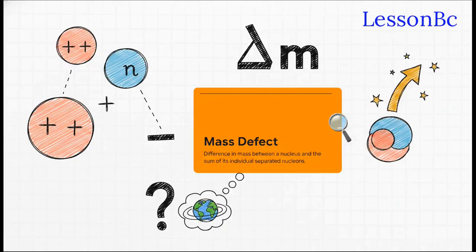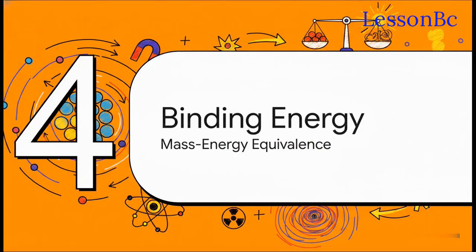In physics, we call this missing mass the mass defect, which we represent as delta M. You calculate it by taking the sum of the individual proton and neutron masses and subtracting the actual mass of the formed nucleus. But obviously, mass can't just vanish into thin air, right? Let's figure out exactly where it went in part 4, binding energy and equivalency.